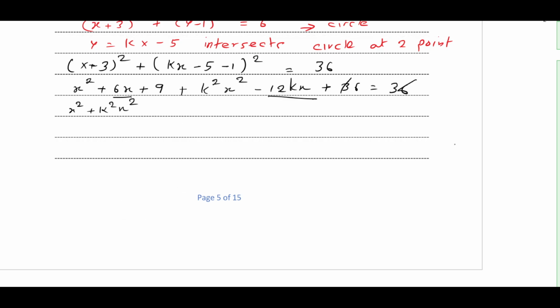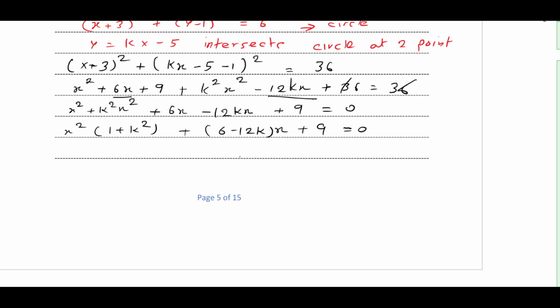So here, x square plus k square x square, then plus 6x, then minus 12kx, then plus 9 is equal to 0. If I take x square common, here I have 1 plus k square, plus 6 minus 12k times x, plus 9 is equal to 0. This is my equation.